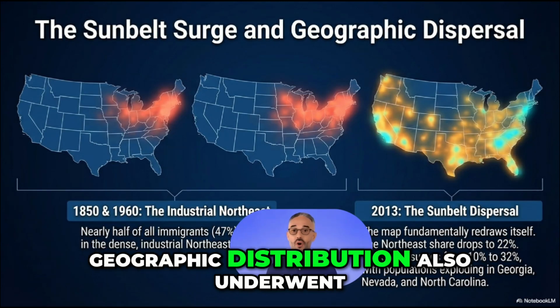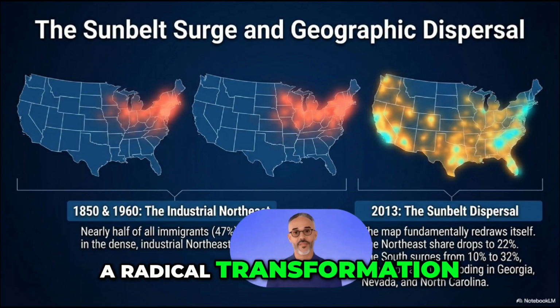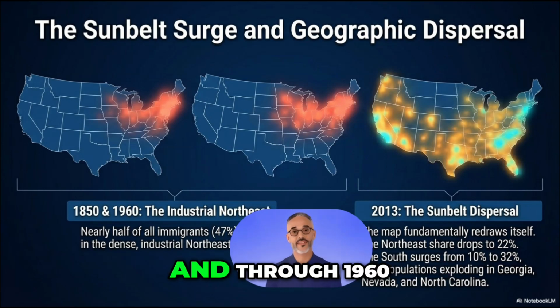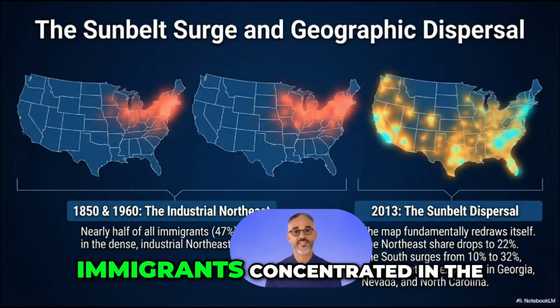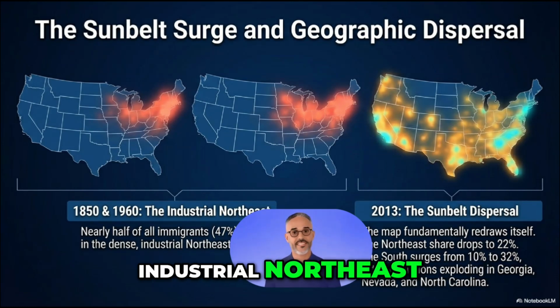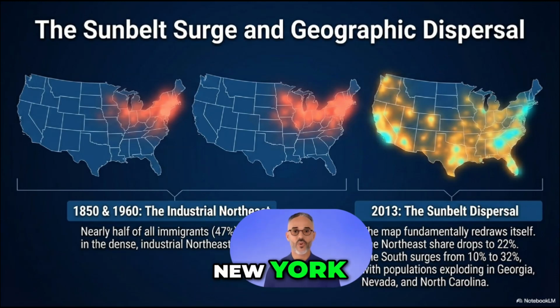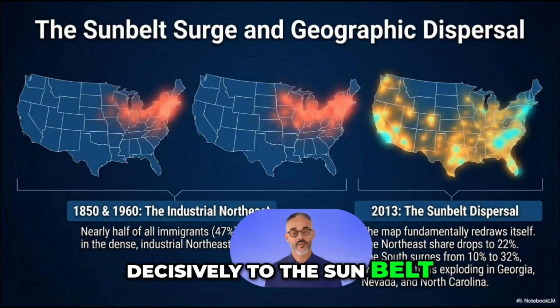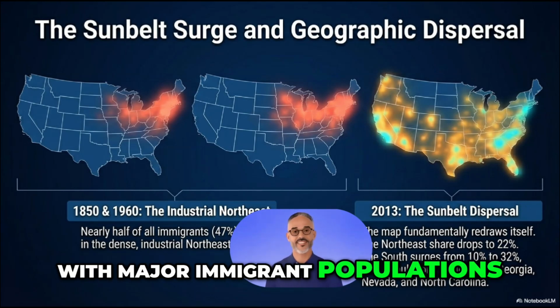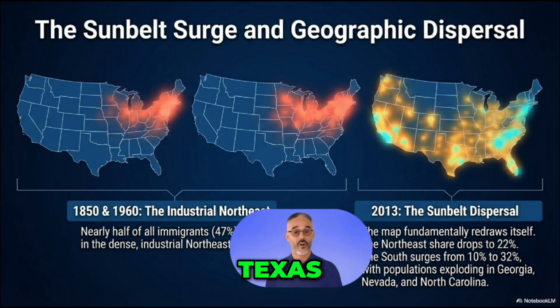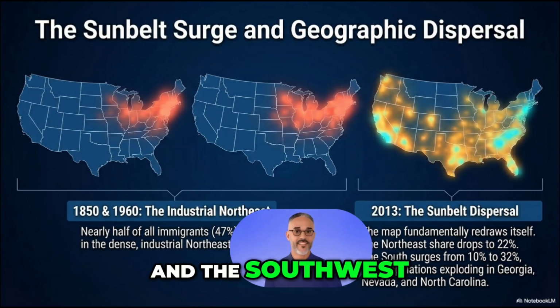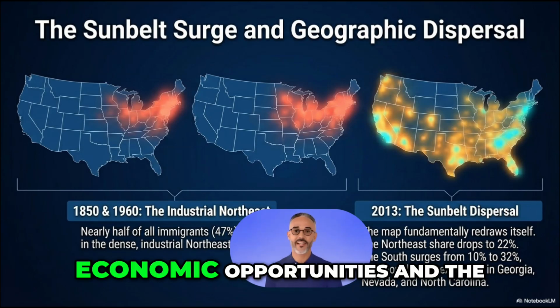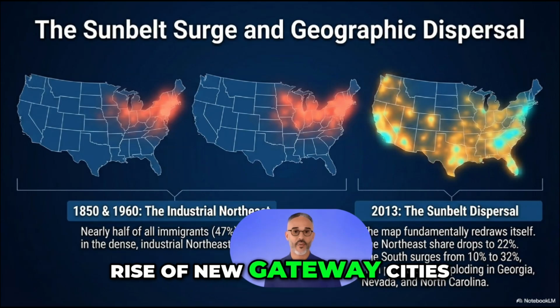Geographic distribution also underwent a radical transformation. In the 19th century and through 1960, immigrants concentrated in the industrial Northeast, particularly in cities like New York, Boston, and Chicago. By 2013, the pattern had shifted decisively to the Sun Belt, with major immigrant populations in California, Texas, Florida, and the Southwest. This dispersal reflected changing economic opportunities and the rise of new gateway cities.